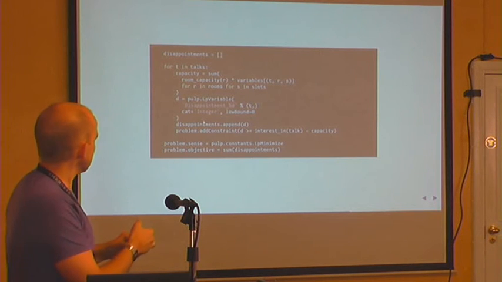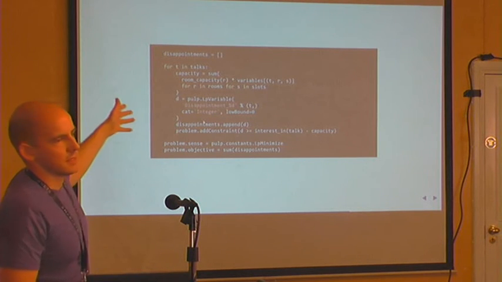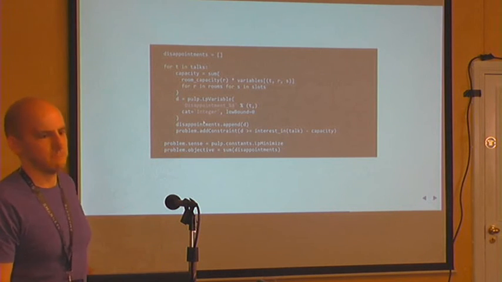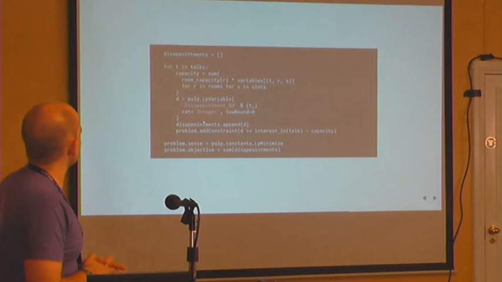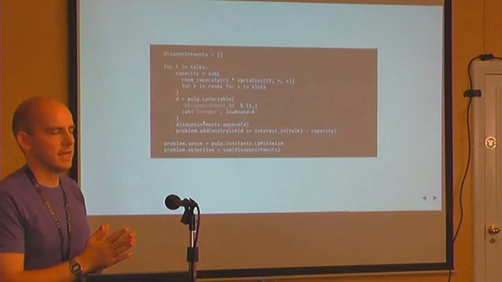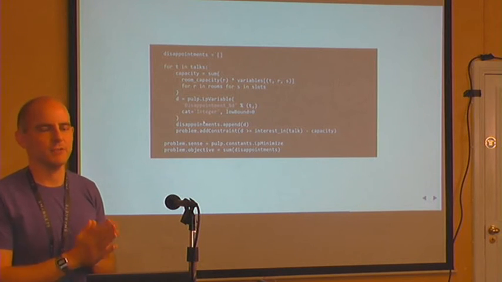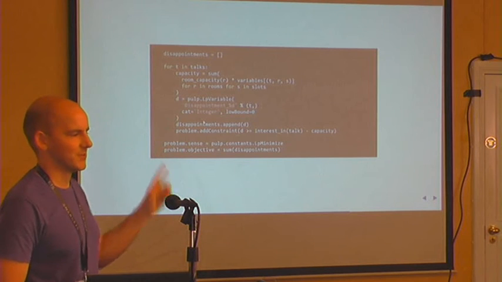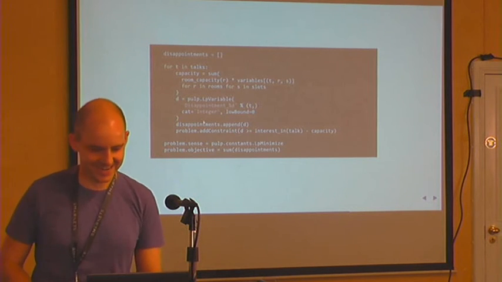And yeah, so we create all these disappointment variables once for each talk, and then we add them up, and we ask the planner to optimize for that, and it will give us a great plan that puts everything in rooms with the right capacity. I'm happy to talk to organizers about this if they want to do this next year.